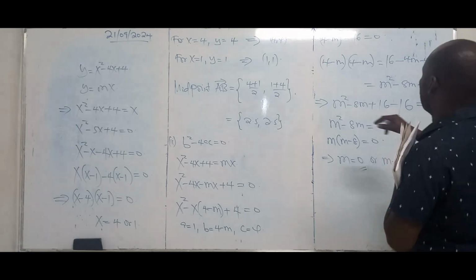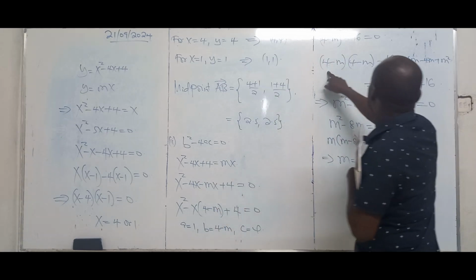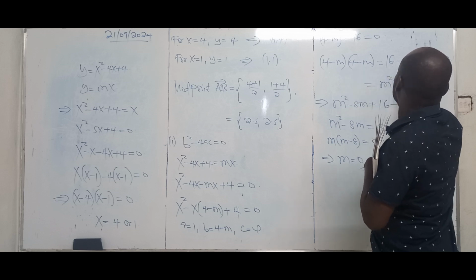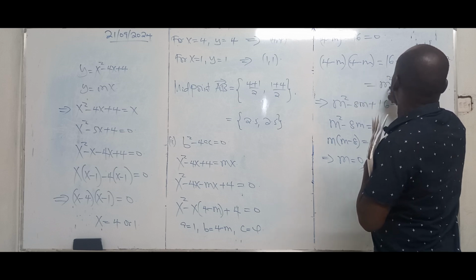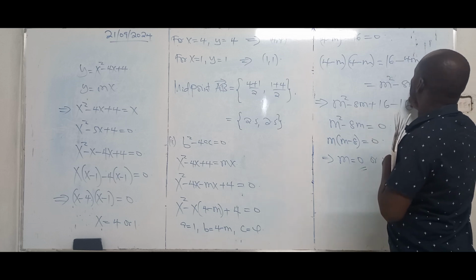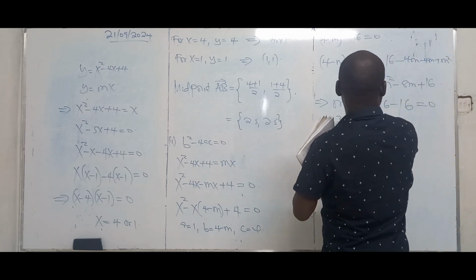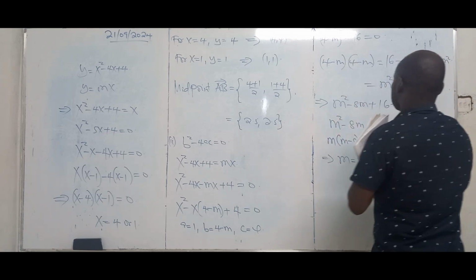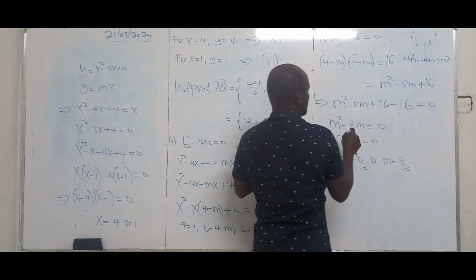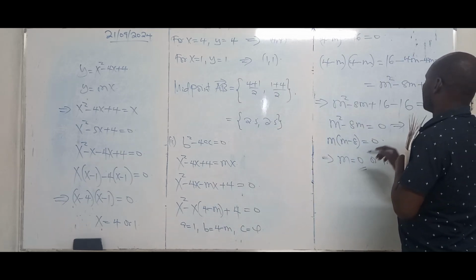Just to recap, it was 4 minus m. So 4 by 4 is 16, minus 4m, minus 4m, plus m squared. So that is m squared minus 8m plus 16. That's okay. m squared minus 8m plus 16 minus 16 is equal to 0. So m squared minus 8m is equal to 0.